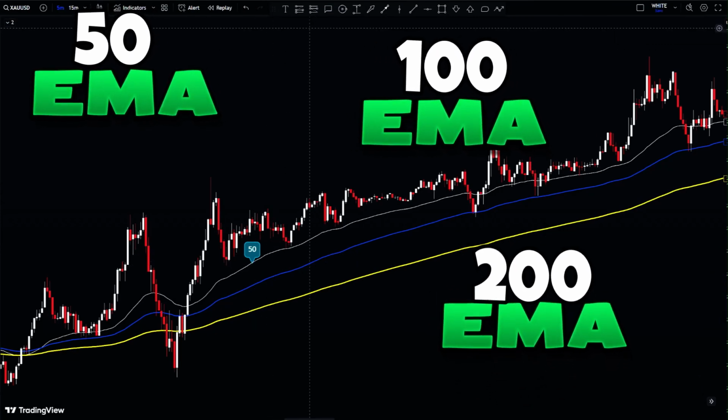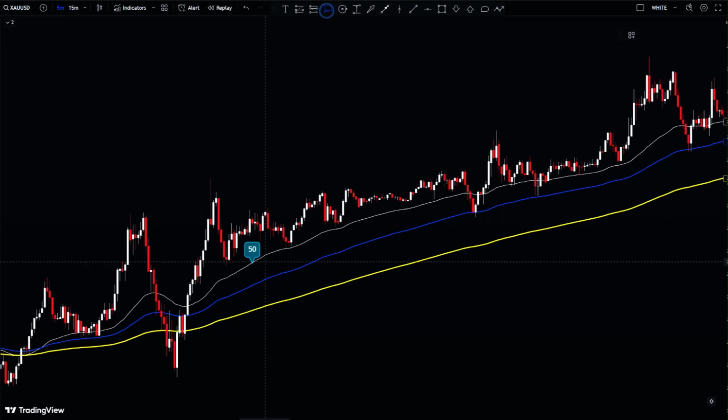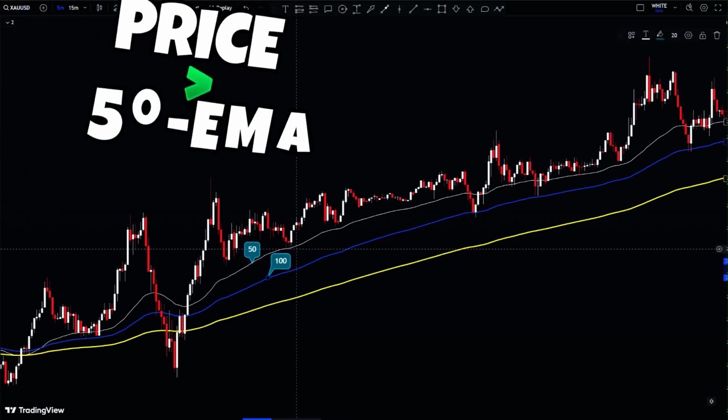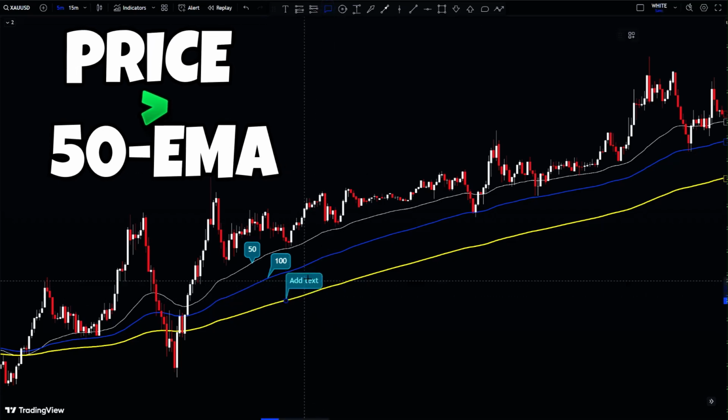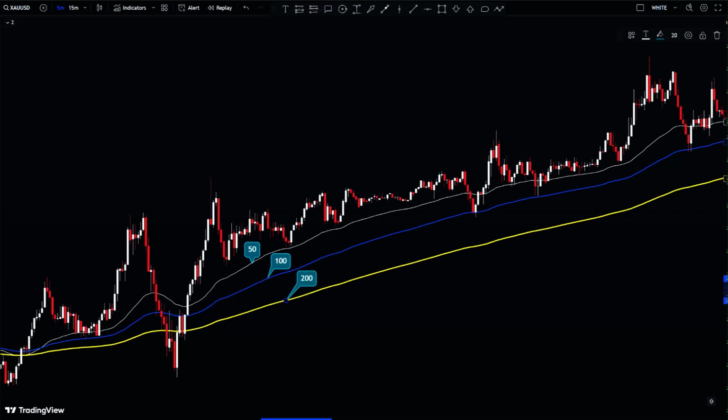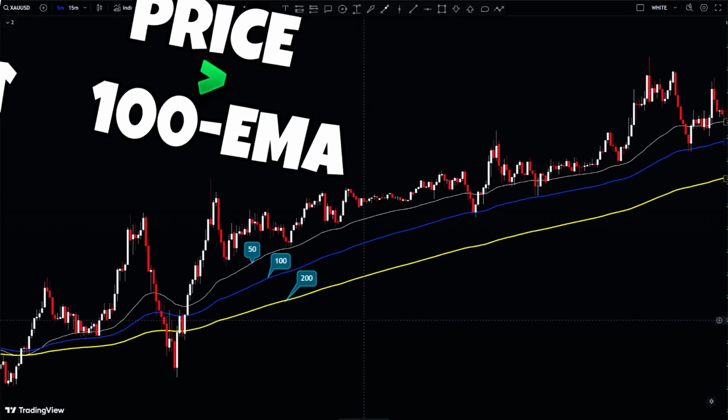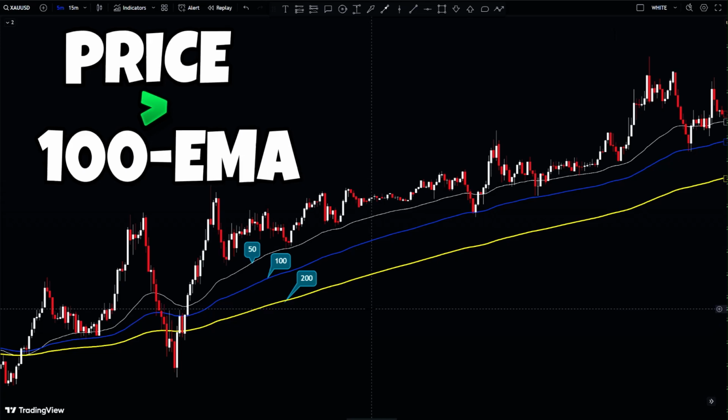And here's how they help you figure out the direction and the strength of a trend. In an uptrend, when the price is above the 50 period moving average, it tells us there's a bullish short-term trend. Think of it like a green light for buyers in the short run. Now, if the price is also above the 100 period MA, it confirms a bullish mid-term trend, giving us more confidence that the uptrend is solid. It's like getting a thumbs up from the market.